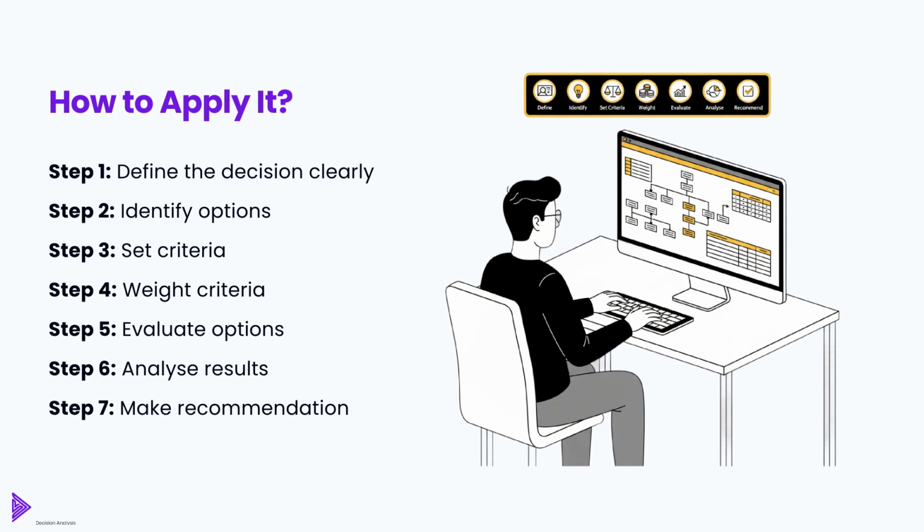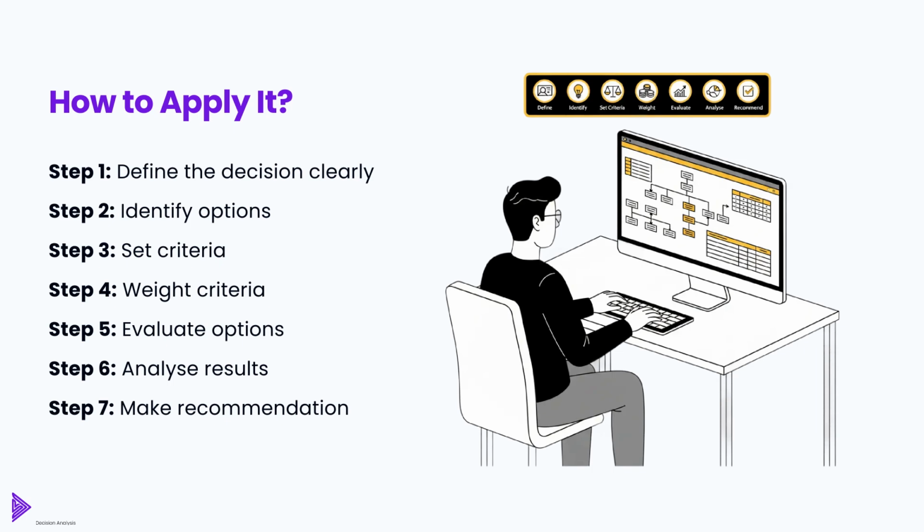So how do you actually apply decision analysis? Here's a clear step-by-step approach. 1. Define the decision clearly. Know exactly what you're deciding, scope, constraints, and the desired outcome. 2. Identify options. List every viable alternative, even ones that seem unlikely.